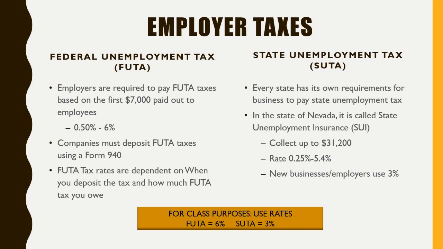And FUTA taxes are deposited whenever you schedule it for. Oftentimes FUTA can be the same as an accounting period. It could be done at the end of the month. It could be done every 3 months, depending on how big your company is. For a major corporation such as Walmart, they have to pay every week. Okay, so we'll talk really briefly on how that works.